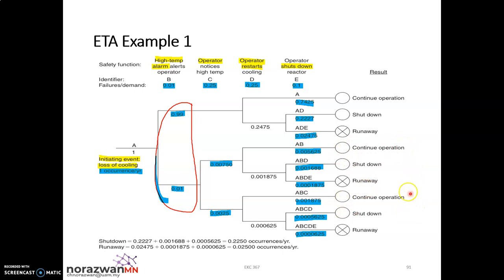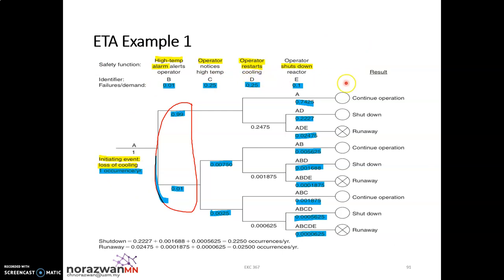Okay, the third part, this is very interesting. This is the condition where you can have continued operation after you have failed in your B and C safety function. What is your B and C? The first one, you have failed your high temperature alarm. Then your operator also failed to notice the high temperature. But suddenly your operator can restart the cooling water so that you can continue the operation.